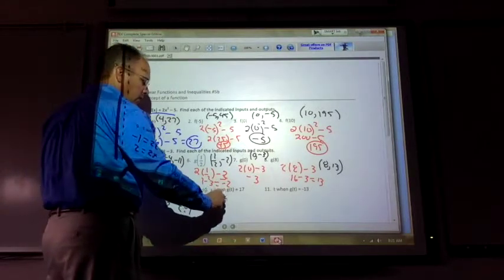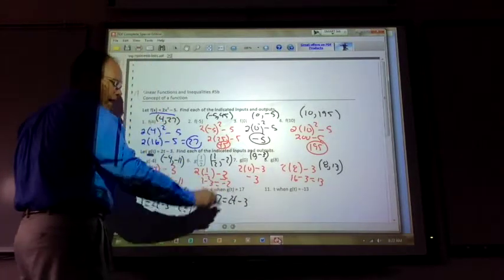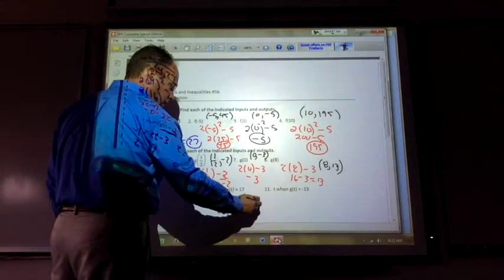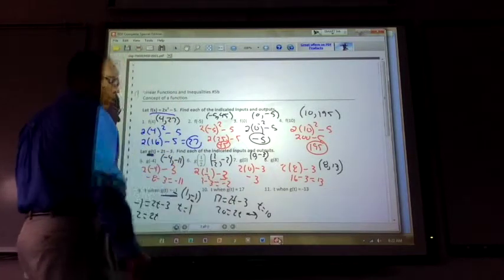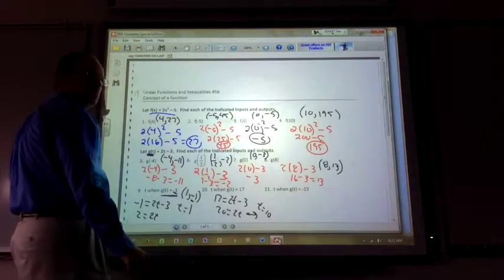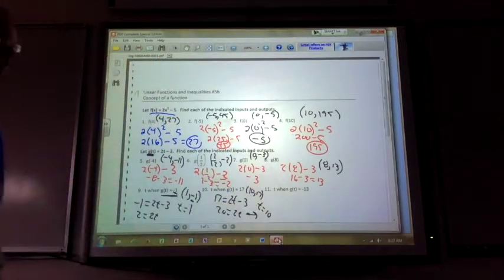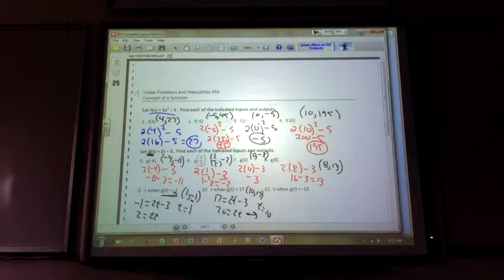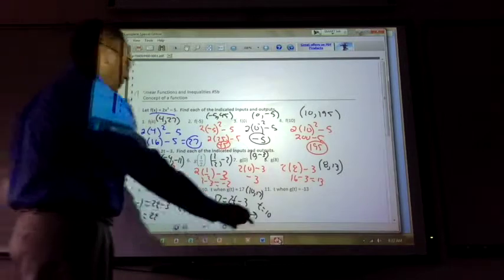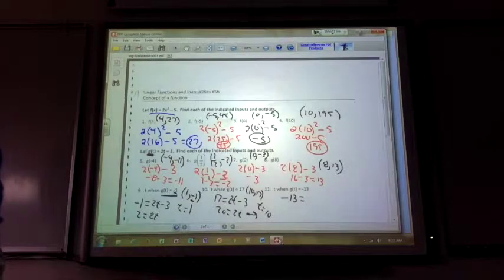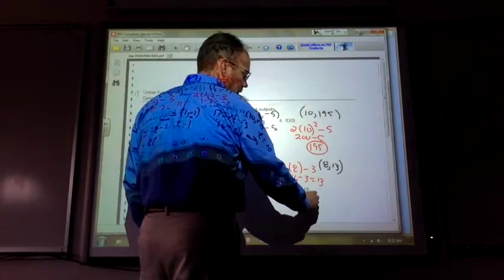So now I'm going to go 17 equals 2t minus 3. I'm going to add 3, divide by 2. So that's going to give me, what, t is equal to 10. So that gives me what point? (10, 17). Okay. What am I going to do on this number 11? 13 equals 2t minus 3. Again, we're going to solve it.